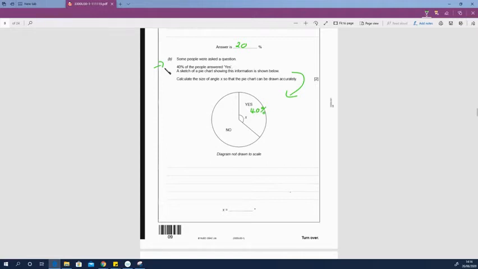We know that the entire number of people who were asked would be 360 degrees. So we need to find out what 40% of 360 degrees is to find this angle X. So the calculation is 40 over 100 multiplied by 360. Because this is a non-calculator paper, I'll just do it like that. 4 times 36 is 144 degrees. So the answer is 144 degrees.